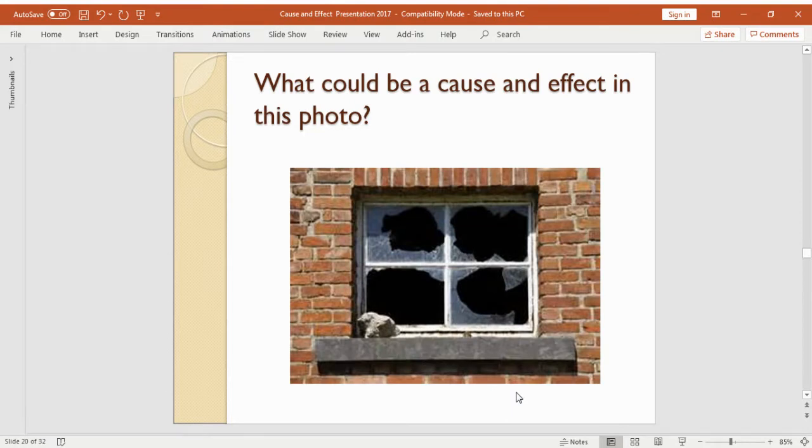Looking at this picture, we may be downtown in an old building, and if I look carefully, I see some brick wall. I see a window where it's been broken out, and if I look even closer, I see a rock. In this picture, what is that rock? Is that rock the cause, or is that rock the effect? Yes, you are correct. The rock is the cause. But what is the effect that the rock did? Very good. It broke out the window.